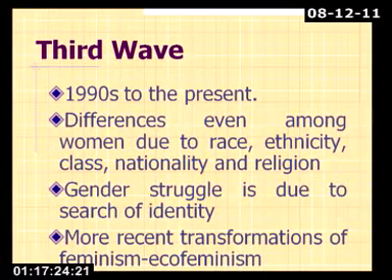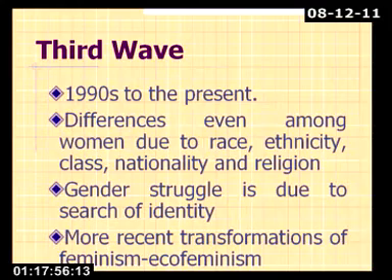Then we come to the third wave of the feminist movement, which we can trace from the 1990s to the present. Now, differences even among women. So we say that we have acquired equal rights for women, we have acquired empowerment for women, but the important development here was that there were differences even among women. So we could not say that women were one group, because this group also had started seeing differences. The difference was due to race, ethnicity, class, nationality and religion. Even the feminist movement started getting subdivided into smaller groups on the basis of these particular aspects.